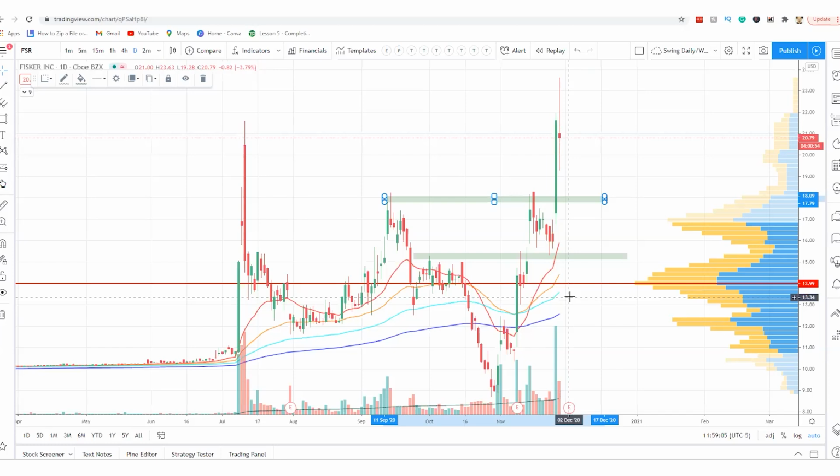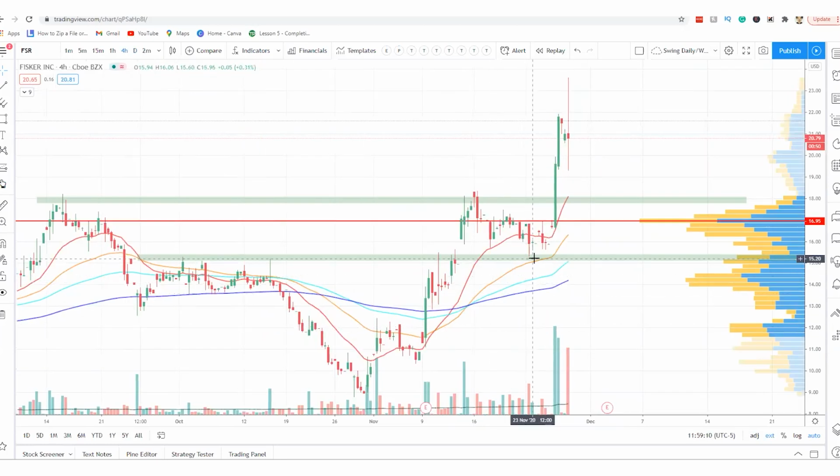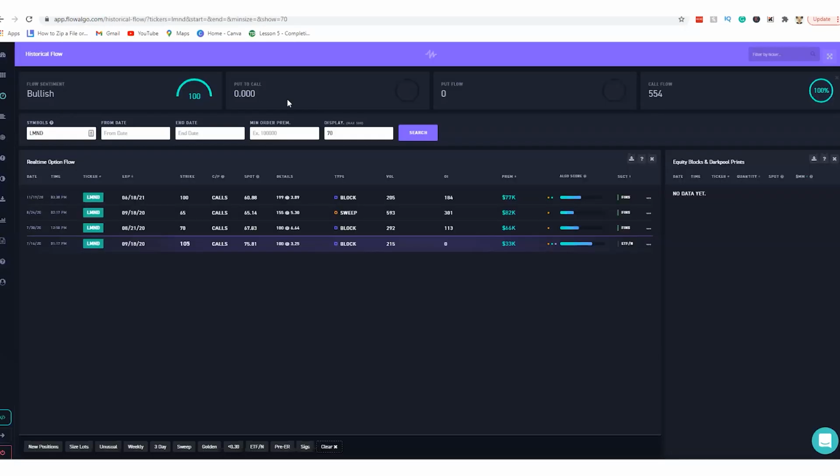And on the 4-hour, if we look at that point in time, we were getting some buy candles, right? There were some buy candles coming into this area, a little more speculative than we wanted, but what really helped us out was flow at that time.